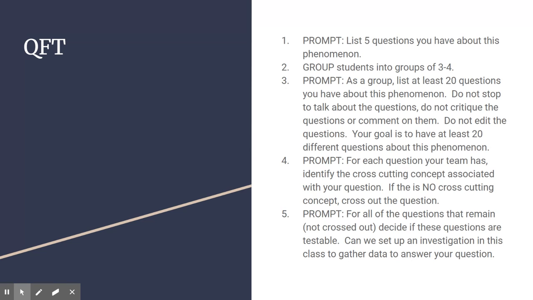If they cannot come up with a cross-cutting concept, that's fine. Just cross out that question. They don't have to make a new one to keep their full list of 20, right? If they can't find one, they're going to cross out that question.